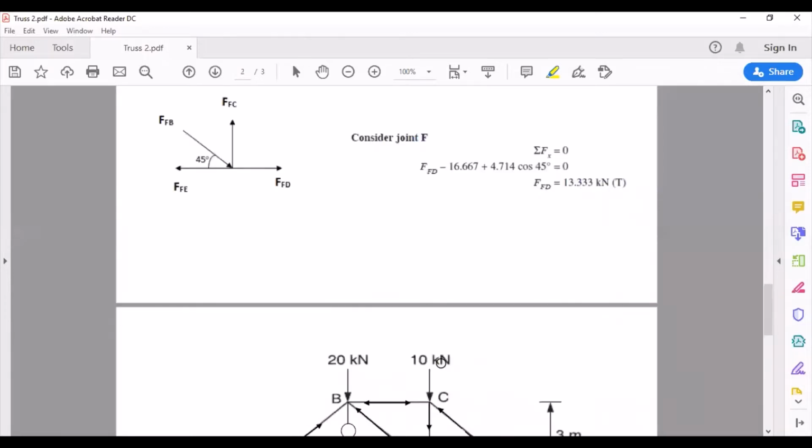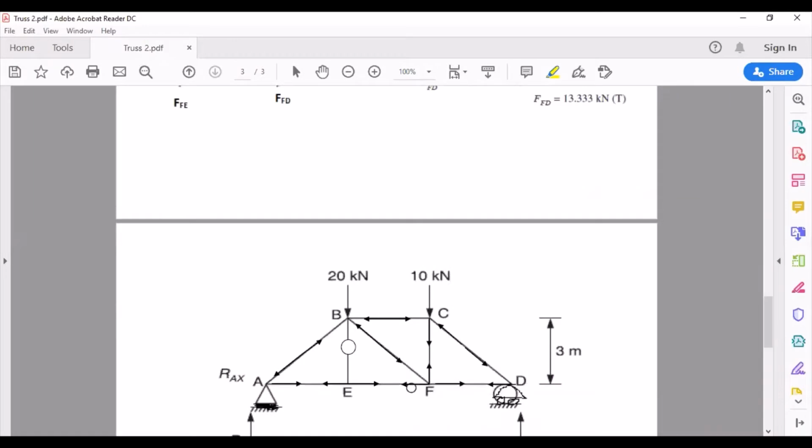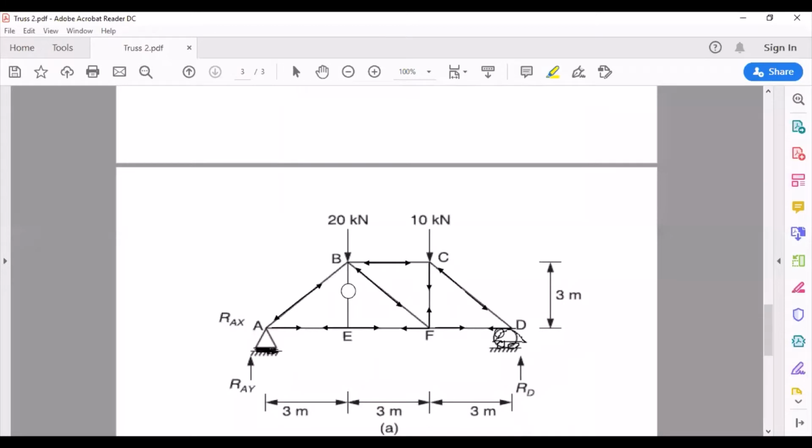So finally I am left with FD, which I don't know yet. I have to still calculate this. The FD member force can be calculated either by taking F as a joint or D as a joint. I have taken F as a joint here, and I'm interested only in FD, because that is the only unknown now. If I take this joint F, there are 4 members, and in these 4, only FD is unknown, so its direction is to be assumed.